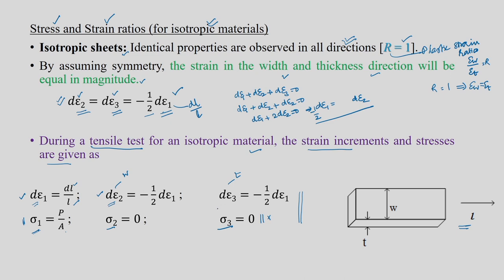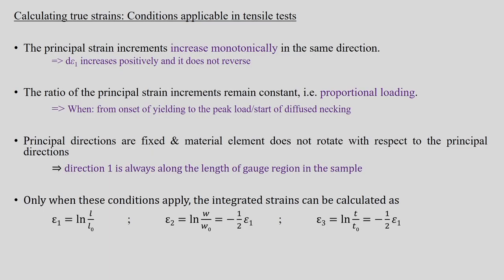Now I want to integrate it to get epsilon 1, 2 and 3. When I do it, I will get true strains, epsilon 1, 2 and 3. We already defined this previously, more from the materials point of view, from the tension test point of view. Here, if you want to calculate true strains, there are certain conditions that are applicable, and you have to be a little careful whenever you pose these conditions. The first one is that the principal strain increments increase monotonically in the same direction. It means that if you pick up d epsilon 1, it increases positively and does not reverse.